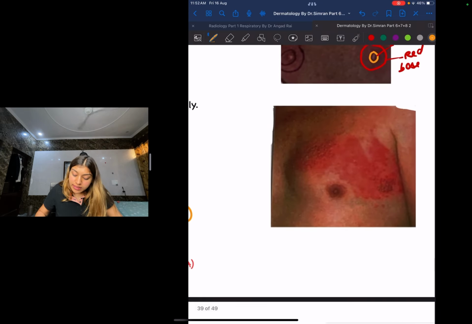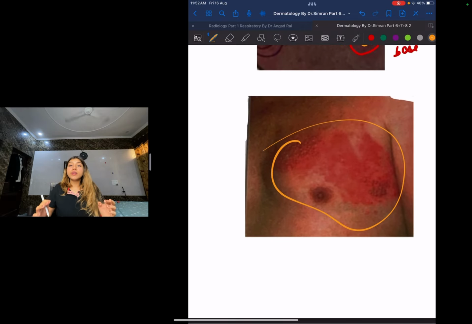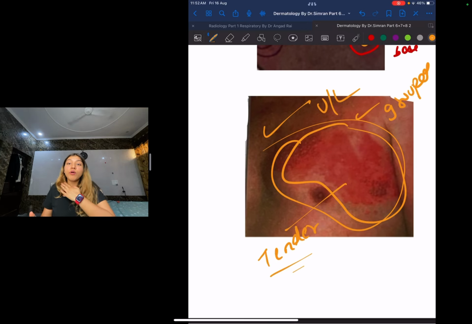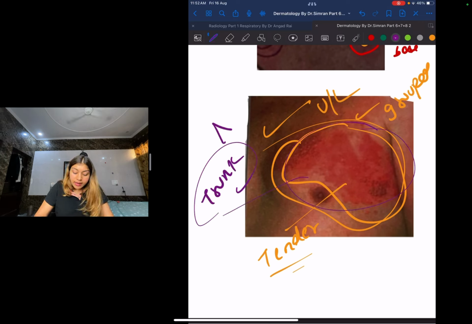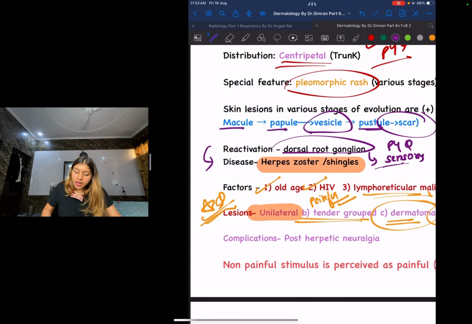Now look at this image and let us describe this together. Is this unilateral? Yes, this is unilateral, meaning it's not on the other side, it is only present on one side. Can I see this is grouped? Yes, it is grouped. And it looks red, it looks very tender. Yes, this is tender. And now, very important, this follows the dermatome of your trunk. So these are the three important things whenever you see a question or a picture: unilateral grouped vesicles following the dermatome of your trunk, that's it. You will just mark it as herpes zoster or shingles.